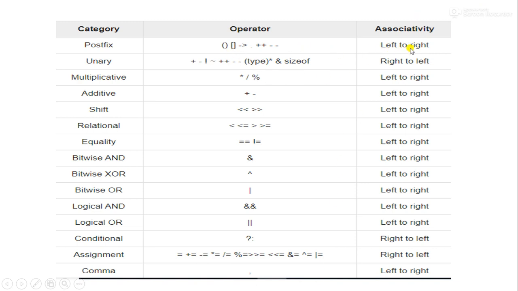This operator is left to right, which means those operators which are on the left-hand side need to be evaluated first, and then we go subsequently. Similarly, we have these operators whose associativity is right to left. Similarly, we have multiplication, division, and modulus, which all have the same precedence. So if multiplication, division, and modulus have the same precedence, then we check associativity, which is left to right, and we evaluate the operators on the left-hand side first. Similarly, all the operators are arranged in the hierarchy of their precedence and their associativity.